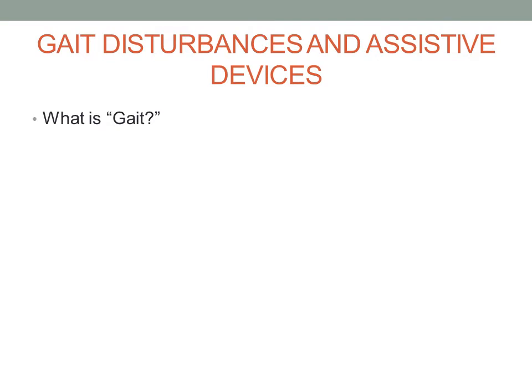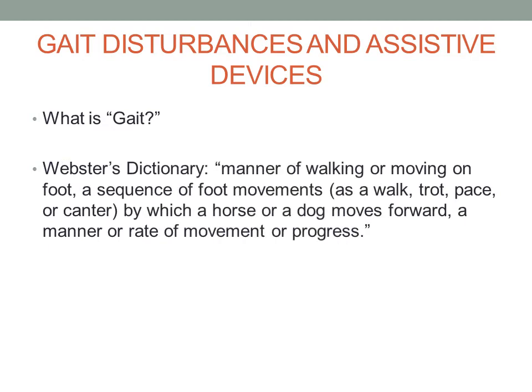Okay, so let's begin with a couple of general considerations now. Let's talk about what is gait. You've heard the term gait, and the AMA guides refers to gait disturbances. What actually is gait? Well, let's go to Webster's dictionary. Webster gives us 3 different visual mental images and descriptions of what gait is.